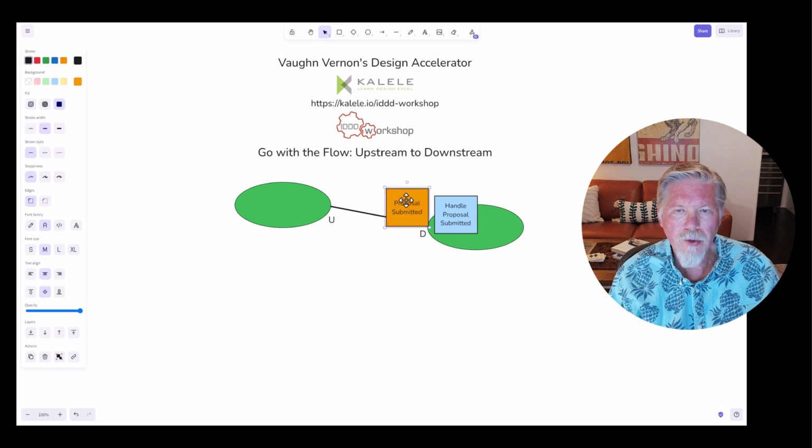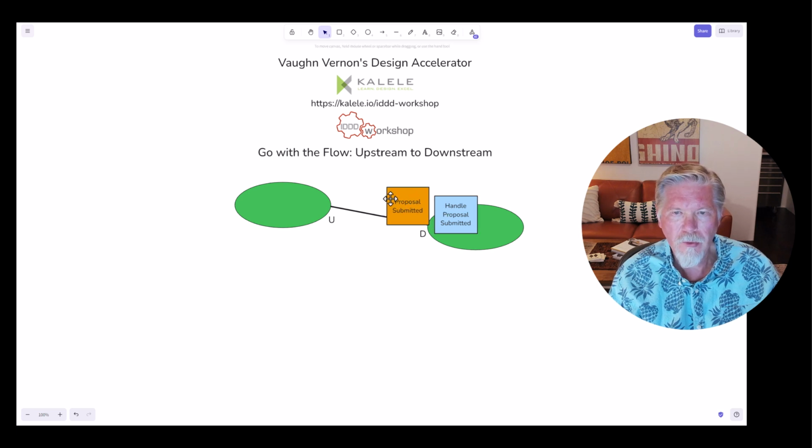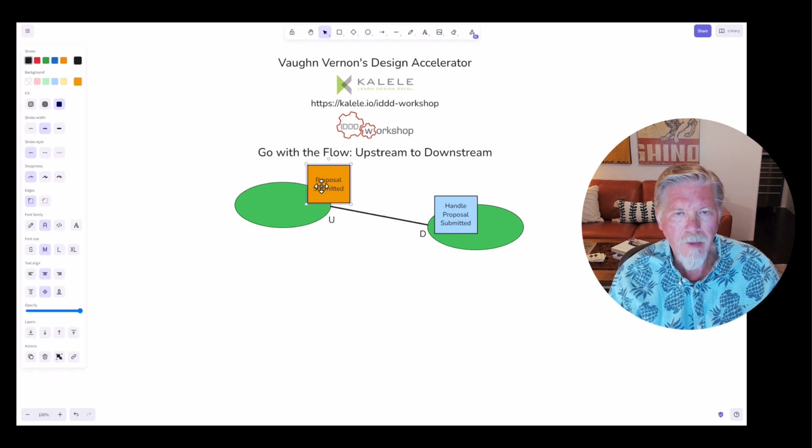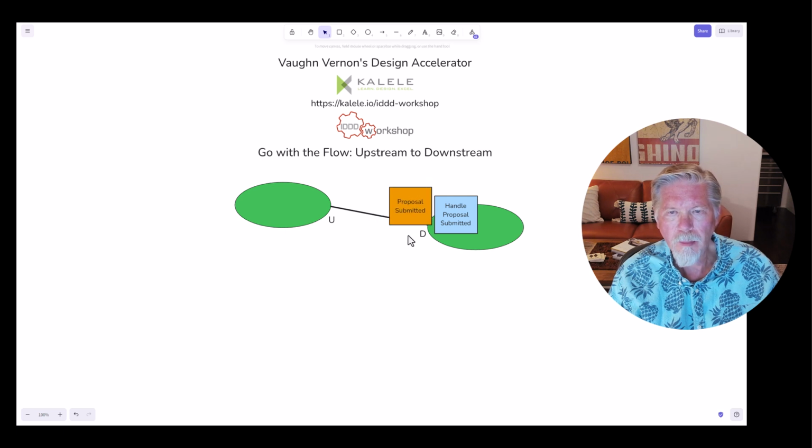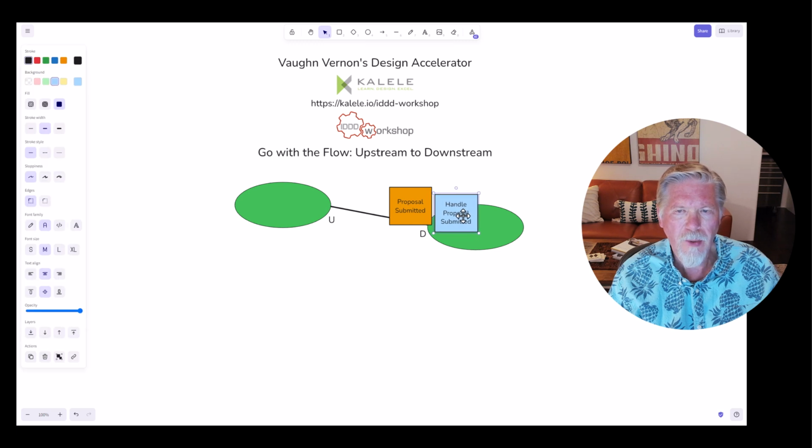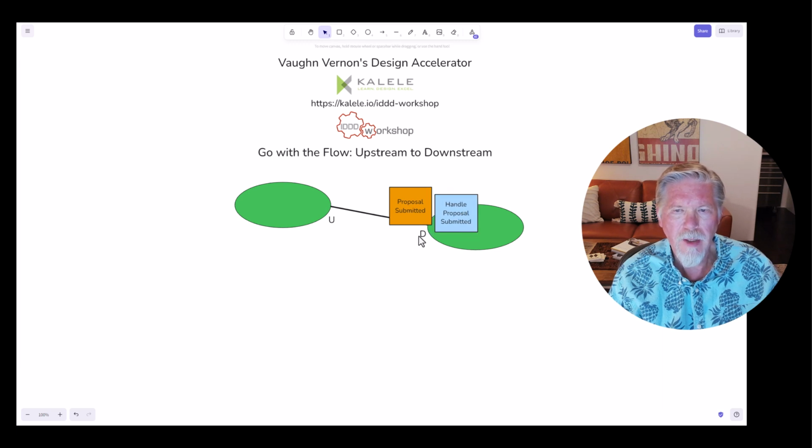Now, when I say translate the event into a command, I'm not talking about this sort of lazy way out where you see an event flow from the upstream and the upstream event is named proposal submitted, for example, and you were just to say, well, let's translate proposal submitted into handle proposal submitted. No, that's not the right idea.